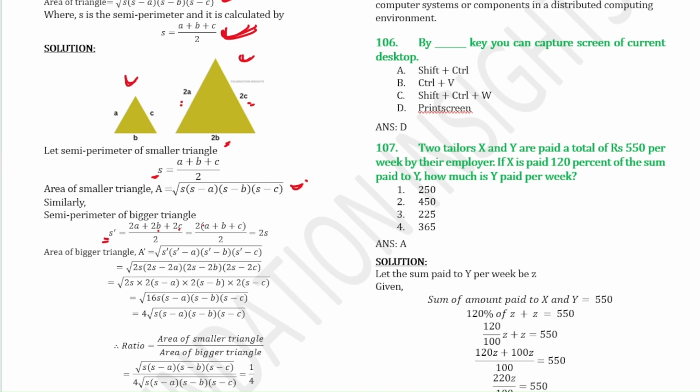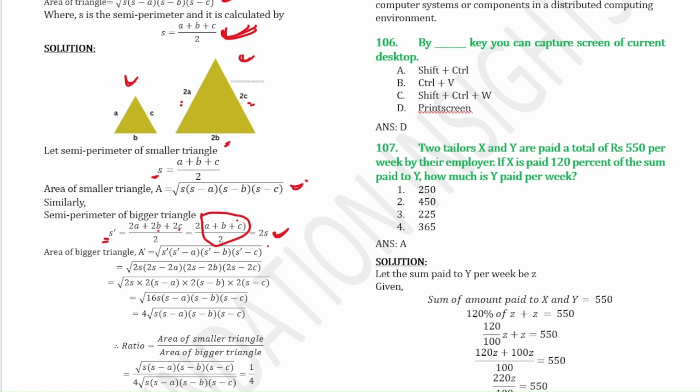So when you take out 2 common, then it will be bracket A plus B plus C. You don't cancel this 2 and this 2, okay? Because if you observe this part carefully, then this value is same as the semi-perimeter of the smaller triangle, right? So you can directly write it as twice S, yes or no? Now we have to find the area of bigger triangle.